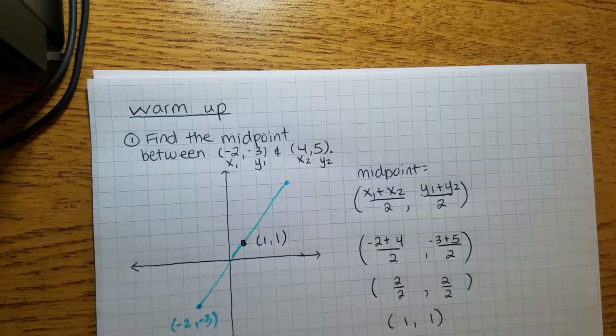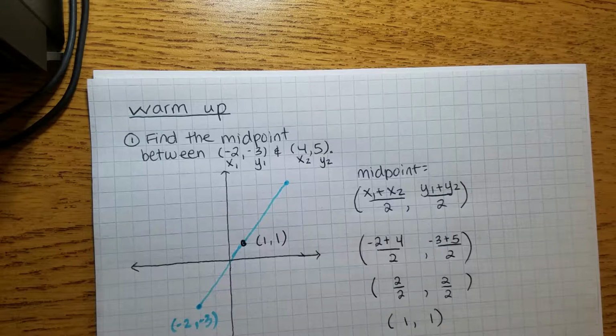Do you guys have any questions on the midpoint formula? Basically, you take the average of the x coordinates and you take the average of the y coordinates. Okay? So today we are going to start working on quadrilaterals. Can you talk to your partner? What do you think a quadrilateral is?